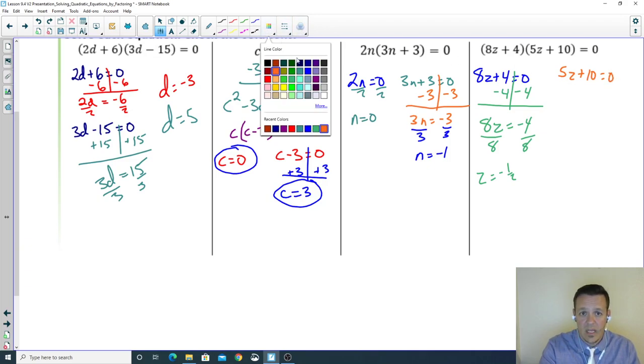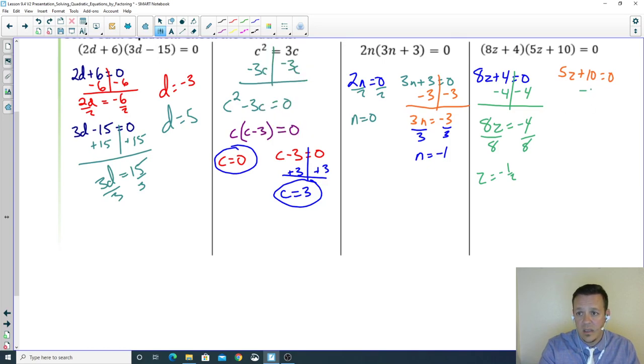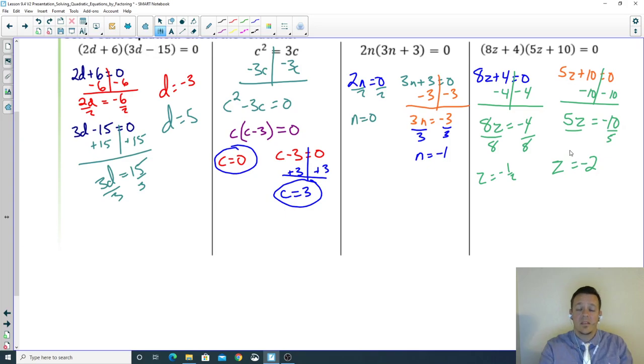And then you would subtract it from both sides. So we'll go, minus 10, minus 10. You end up with 5z equals negative 10. Divide, and you get z equals negative 2. Hopefully you guys can see that, right? It's a simple process and setup. Solve it to 0 first, and then you simplify it.